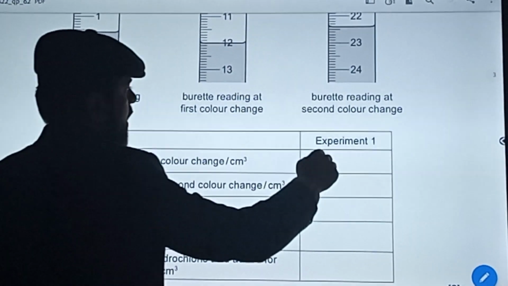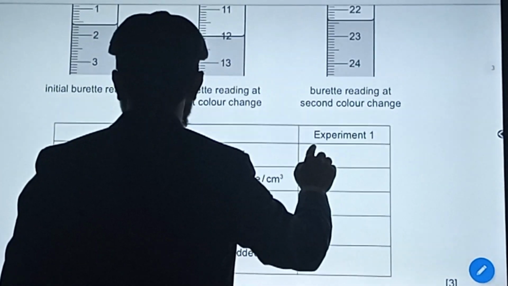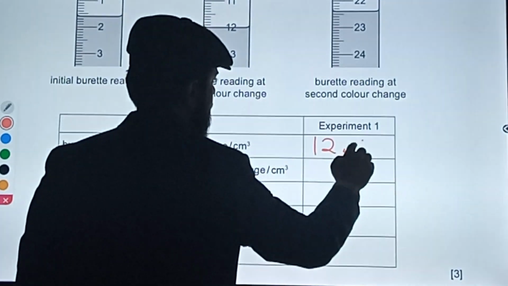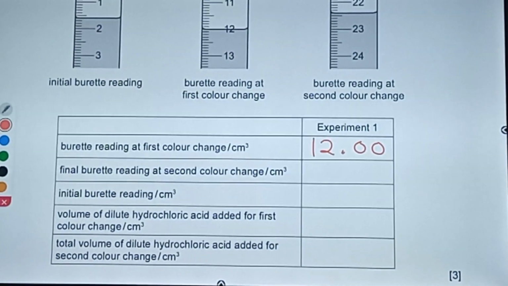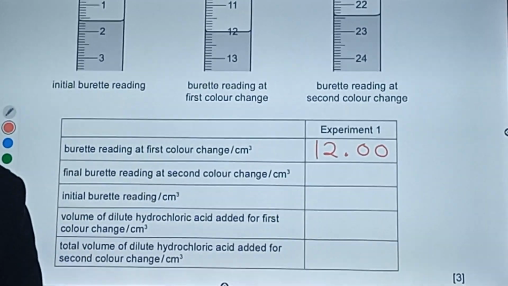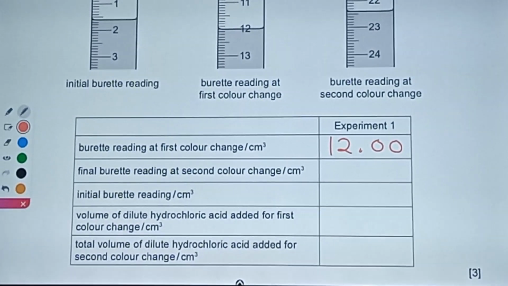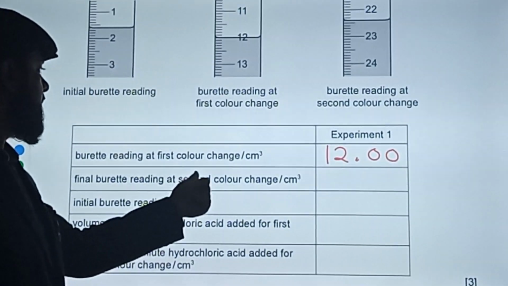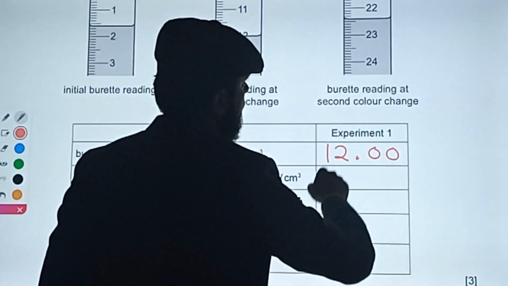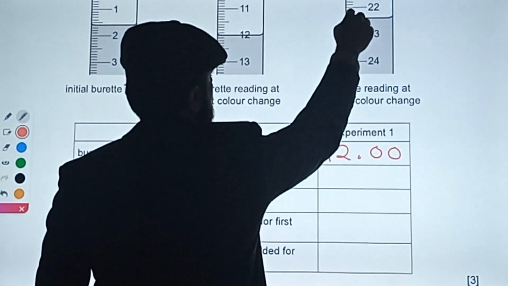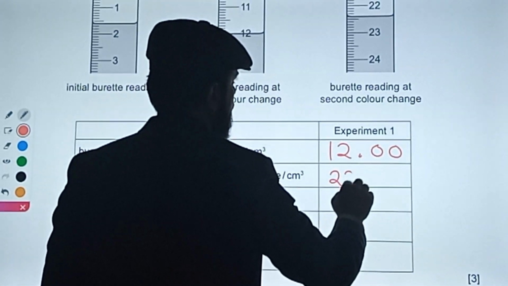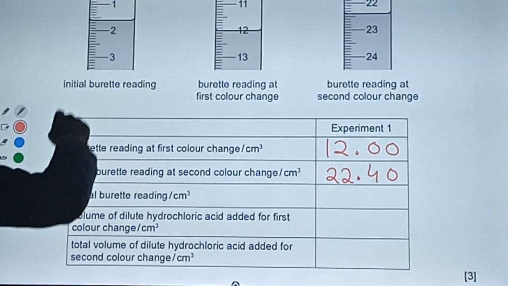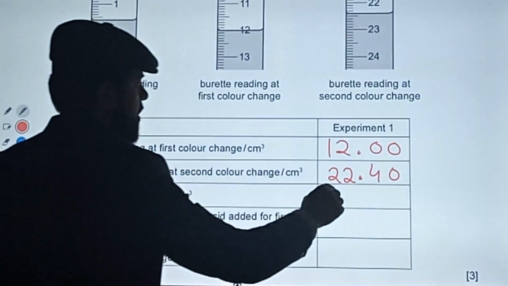So exactly 12. It is exactly 12.00. As I clearly mentioned earlier, you have to note down the burette reading to 2 decimal places. Next, this is the final burette reading at the second color change. The reading is 22.1, 2, 3, and 4, so this is 22.40. The initial burette reading is 1.5 and then 6, so it is 1.60.